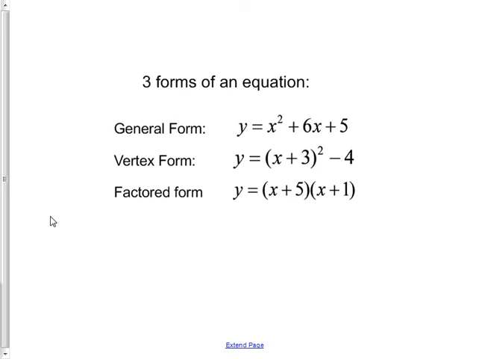Okay, so we're talking about forms of an equation. We're reviewing for this big quadratics test on Friday, and these three forms are the main forms you need. General form, which is this one.